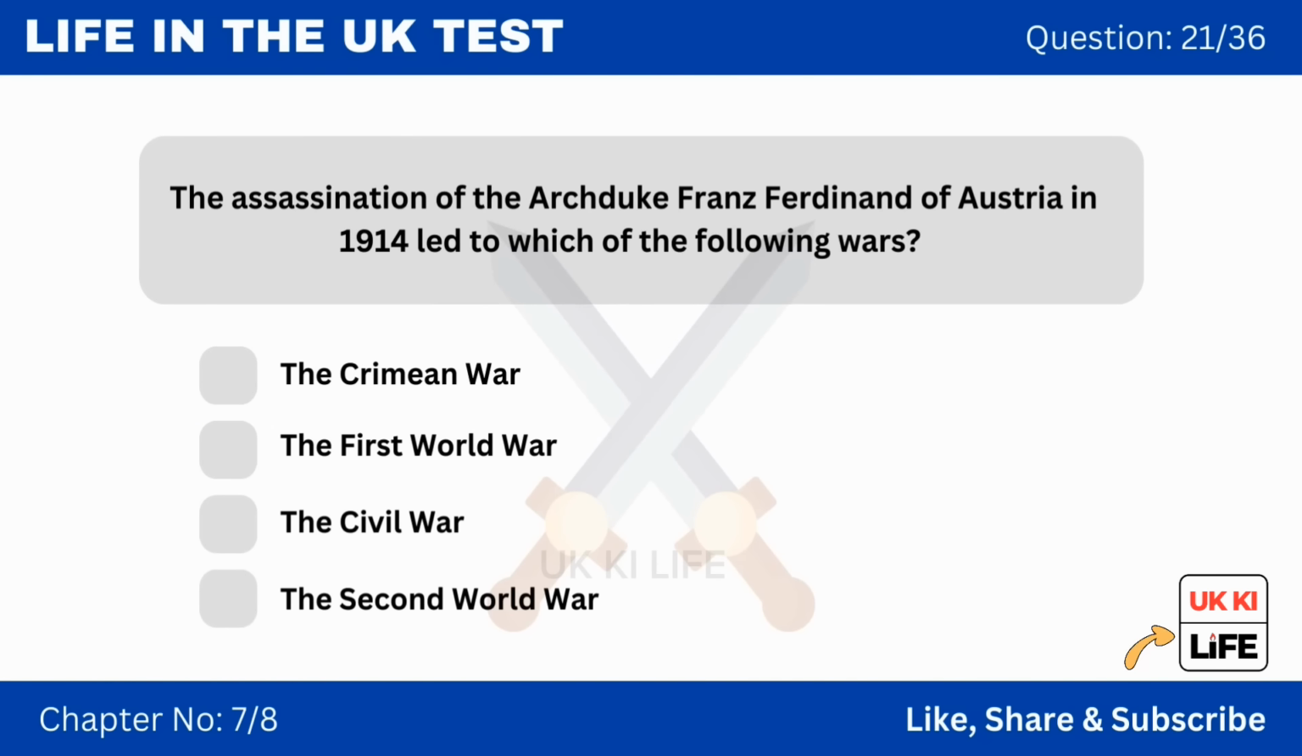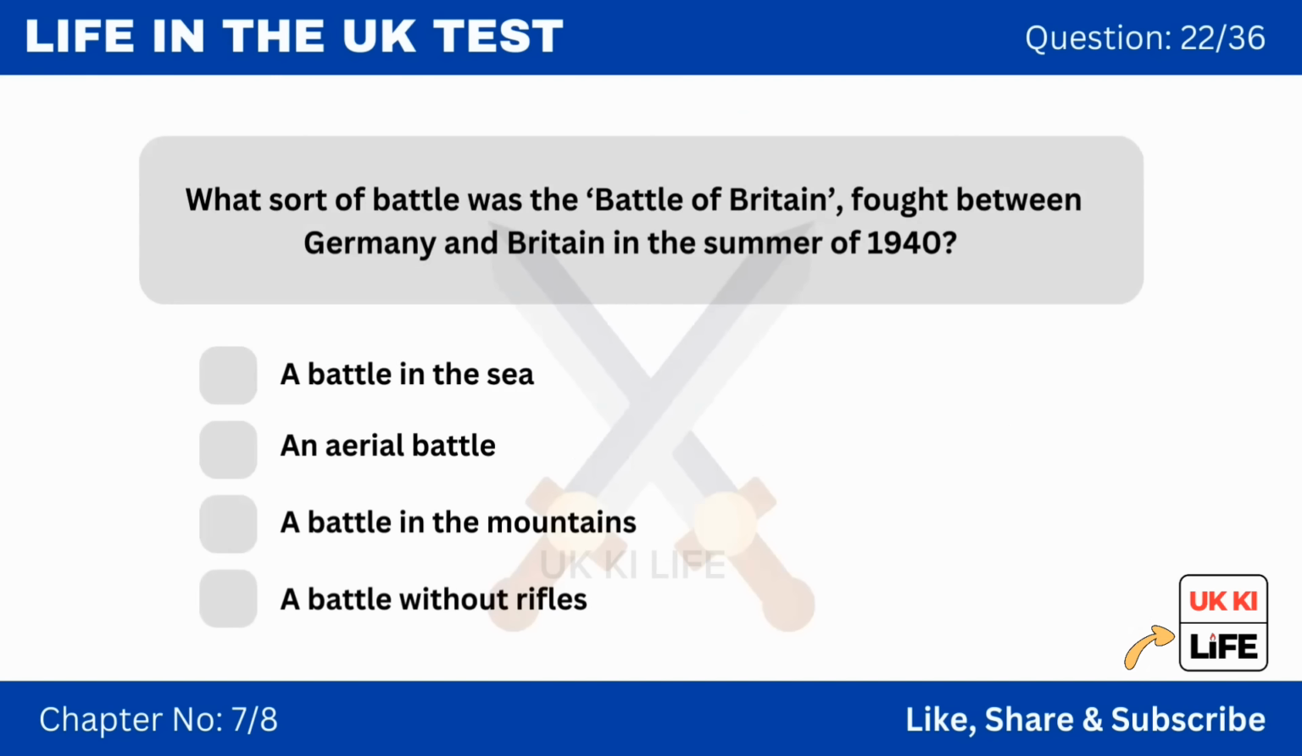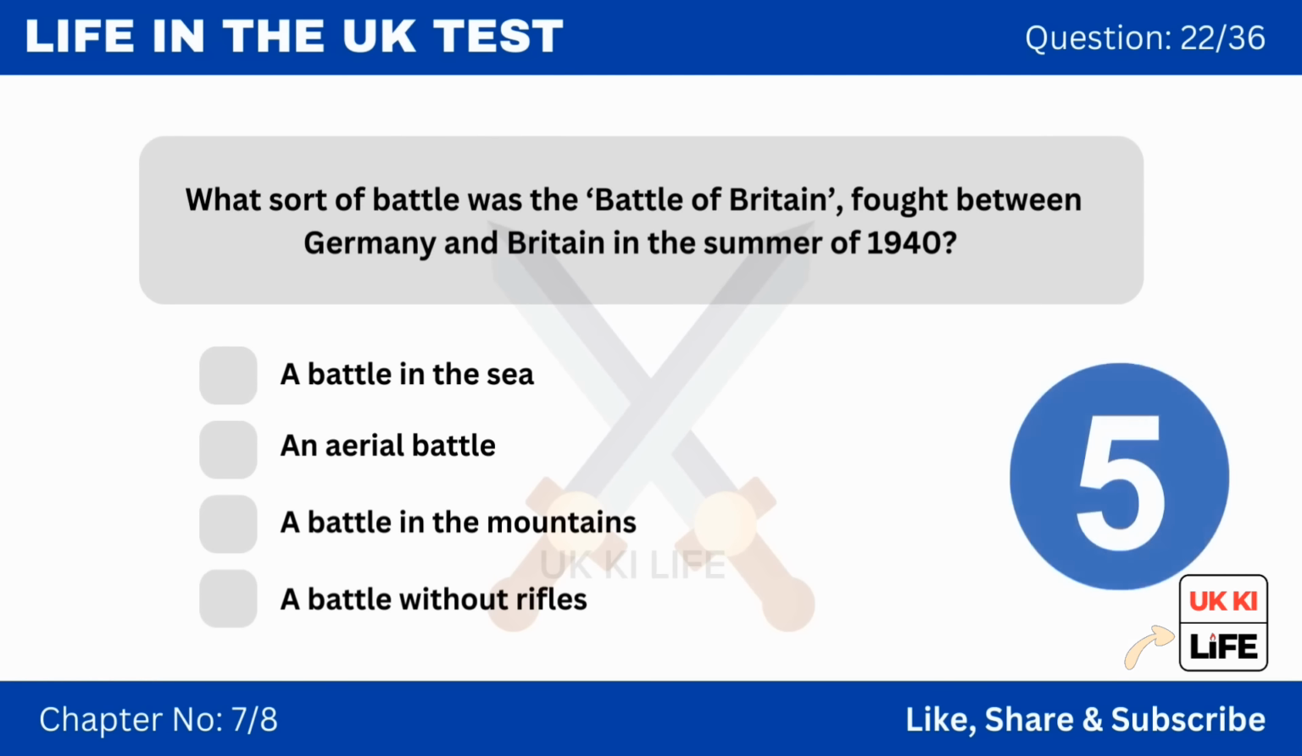The correct option is B. Explanation. On the 28th of June 1914, Archduke Franz Ferdinand of Austria was assassinated. This set off a chain of events leading to the First World War, 1914–18. Question 22. What sort of battle was the Battle of Britain, fought between Germany and Britain in the summer of 1940? A battle in the sea, an aerial battle, a battle in the mountains, a battle without rifles.